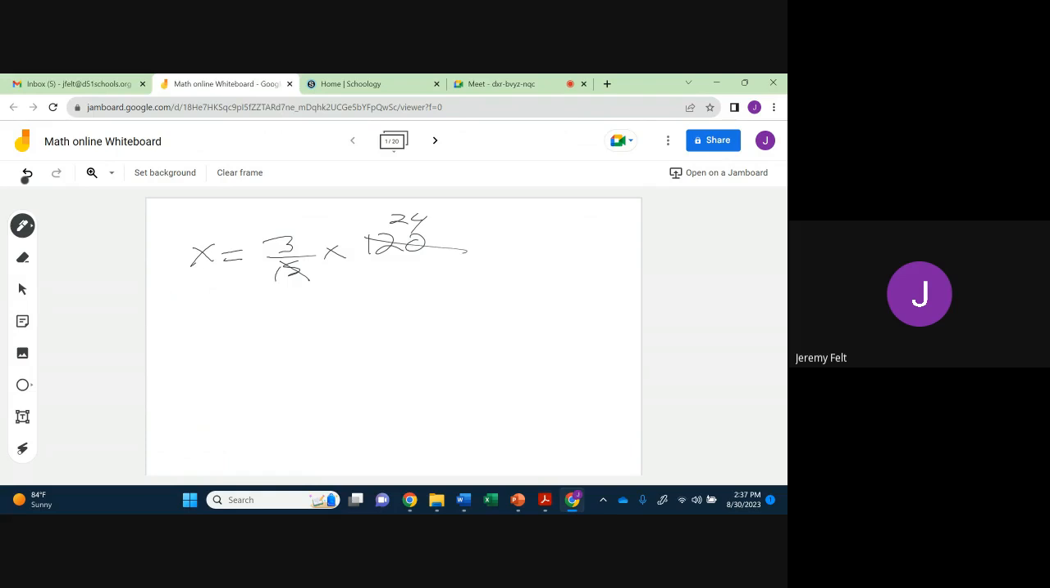We could have multiplied and then divided by 5. That's fine too. 3 times 24 gives me 72. So 3/5 of 120 is 72.